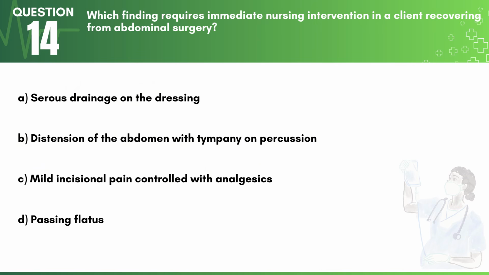Question 14. Which finding requires immediate nursing intervention in a client recovering from abdominal surgery? A. Serous drainage on the dressing. B. Distension of the abdomen with tympany on percussion. C. Mild incisional pain controlled with analgesics. D. Passing flatus.